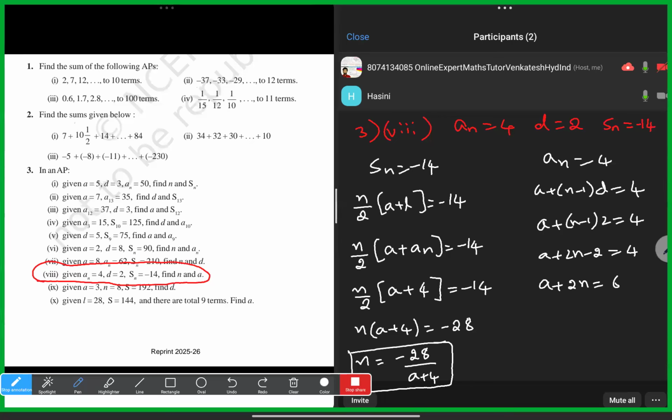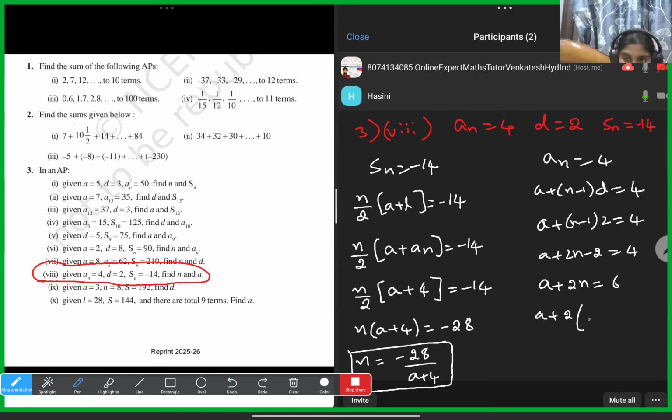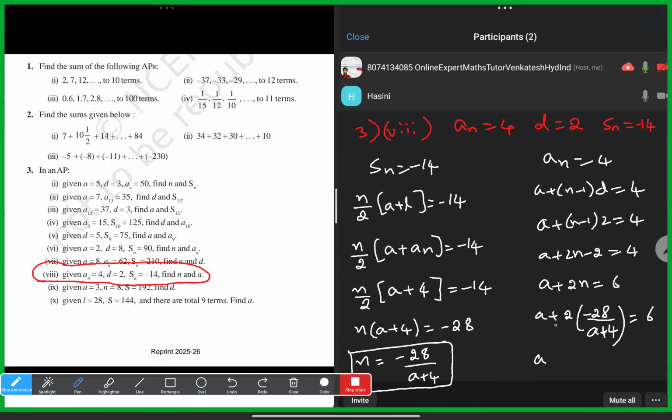Okay, Hasni. Now I am substituting this, Hasni. Whatever n value we found out, I am substituting it here. a plus 2 into minus 28 by (a plus 4) is equal to 6. So a plus of minus is minus, 2 into 28 is 56 by (a plus 4), equal to 6.